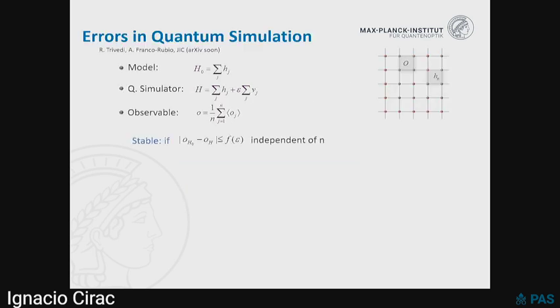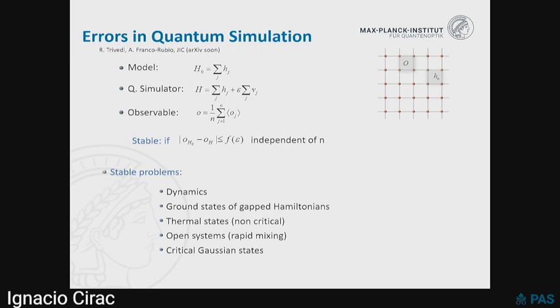I don't have time to explain it, but say you have a model Hamiltonian that you want to simulate. Now you have some error, which is extensive, but you're looking at observables, and we would like to know when the errors in intensive quantities will be independent of n. This is what we call stable problems. And we will be able to prove that for most interesting problems, these are stable. So this means that for these problems, quantum simulation with errors will still give you reasonable results.